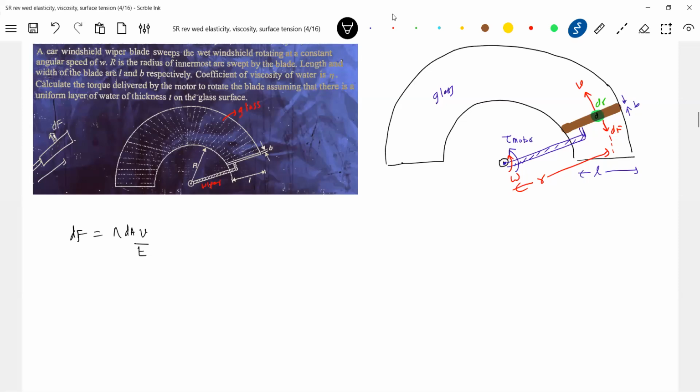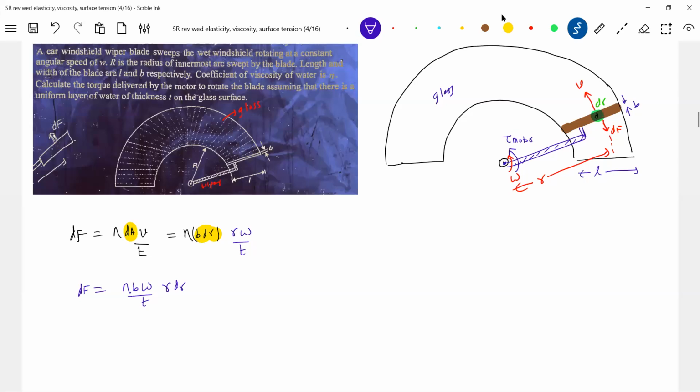Okay, now let's come back to our discussion. T is the thickness of the water layer. I think we are in a better position now. So eta, what is dA there? dA will be dr into B. What is V? V equals R omega. So dF will be eta B omega R dr by T. Let me keep this as dF.